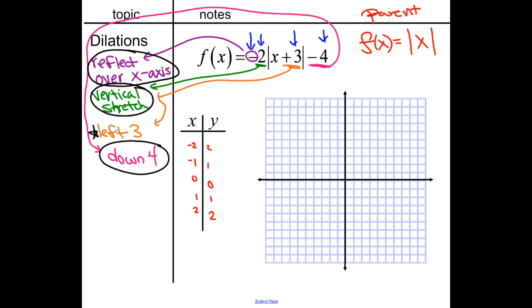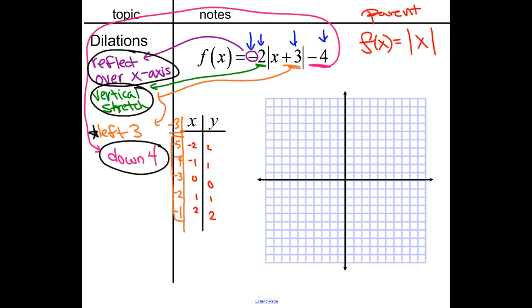All right, so the first thing I'm going to do is do what happens to my x's, because only one thing happens to my x's. And since we're moving left, and we know left is minus, we're going to subtract 3 from each piece here. So really it's going to become -5, -4, -3, -2, -1. There are our new x values.